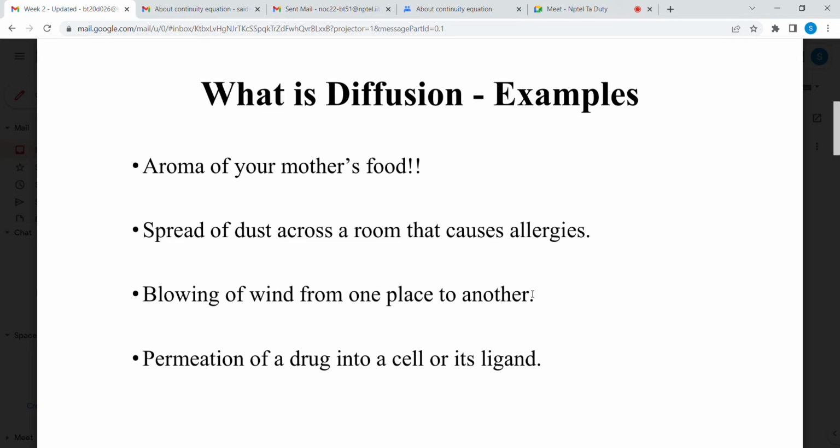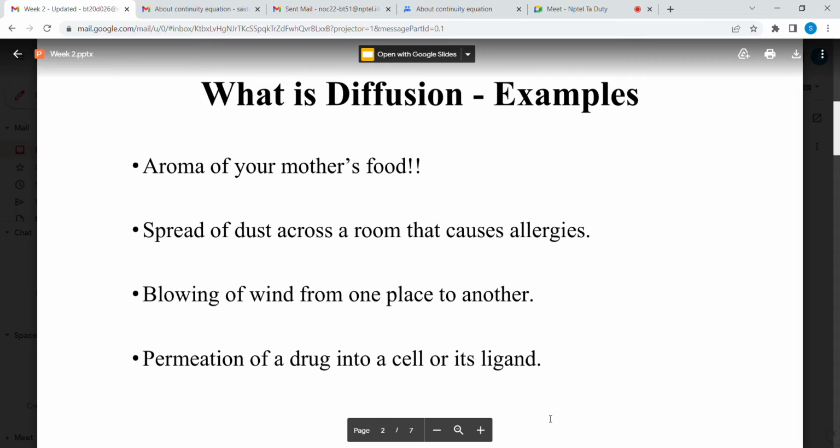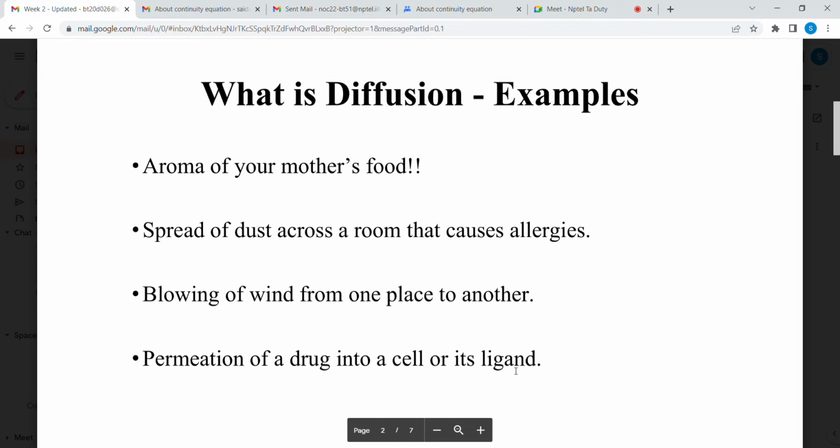You know, from the aroma from your mother's or anybody's food to the spread of dust across a room that causes allergies, and the blowing of the wind from one place to another, to a permeation of a ligand or a drug or any other molecule for that matter, into a cell or its receptor. So ligand is a term that we use for, actually, drug is interchangeably called a ligand. This should be a receptor.